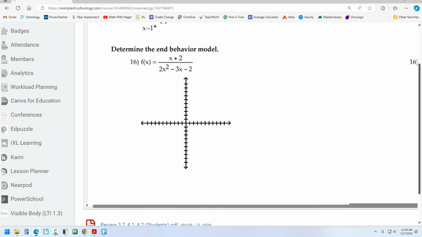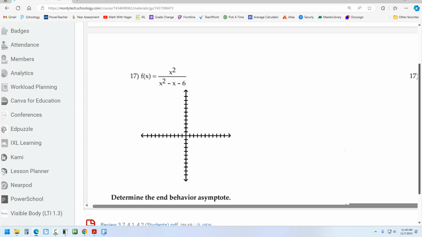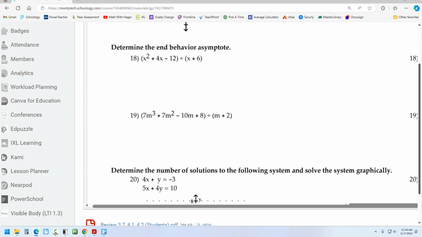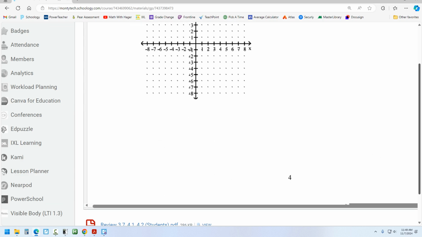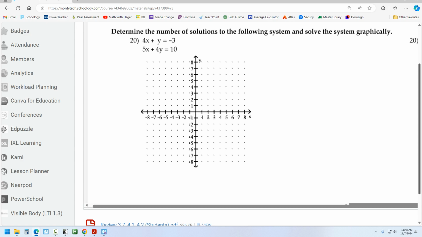Couple finding the EBM. Another one finding the EBM. And then a couple finding the EBA. You can use synthetic division or long division. And that's a review question from 3.7. Determine the number of solutions and solve. So remember, for that, you got to put them in on your calculator, and you have to find where they intersect. And that's the review for the test.